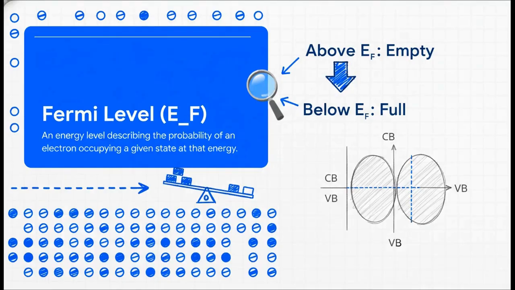Now, the Fermi level isn't a physical place an electron can actually be. It's more of a statistical tool, a line in the sand. What it tells us is the probability of finding an electron at a specific energy level. Think of it this way. Below this line, states are almost certainly full of electrons. Above it, they're almost certainly empty. It's the probabilistic tipping point.